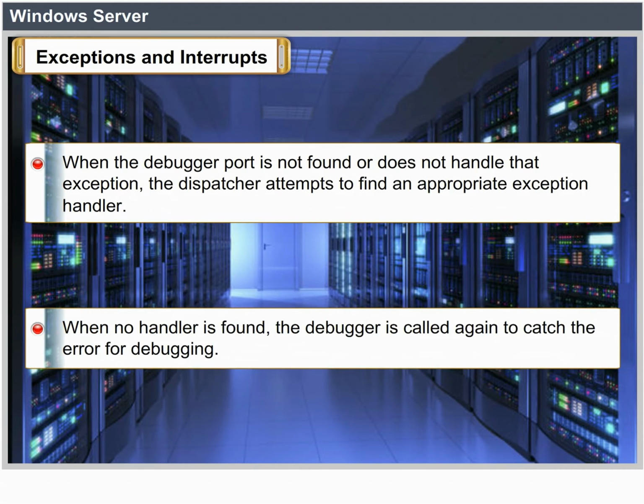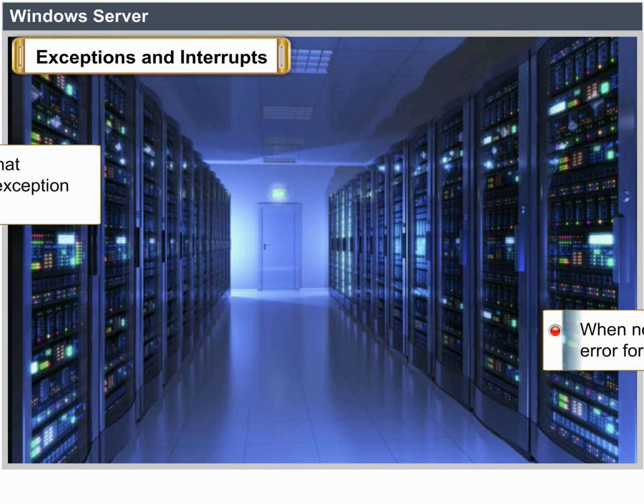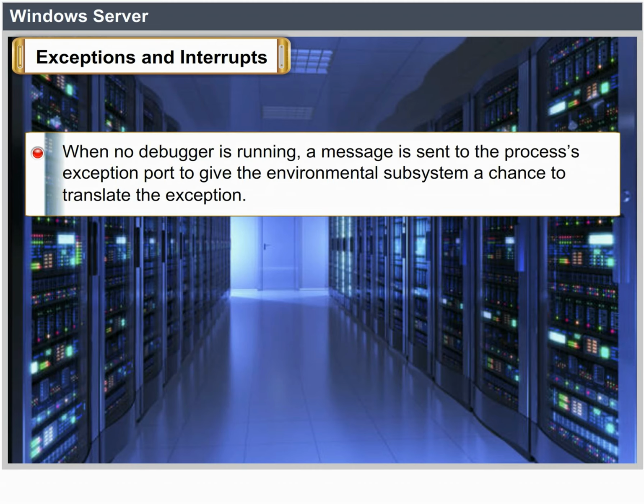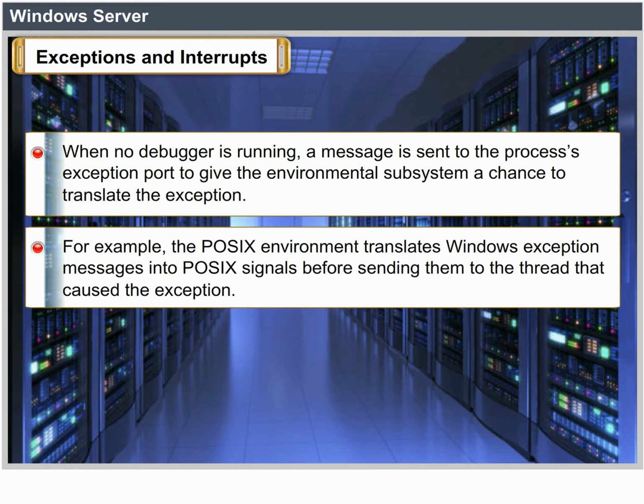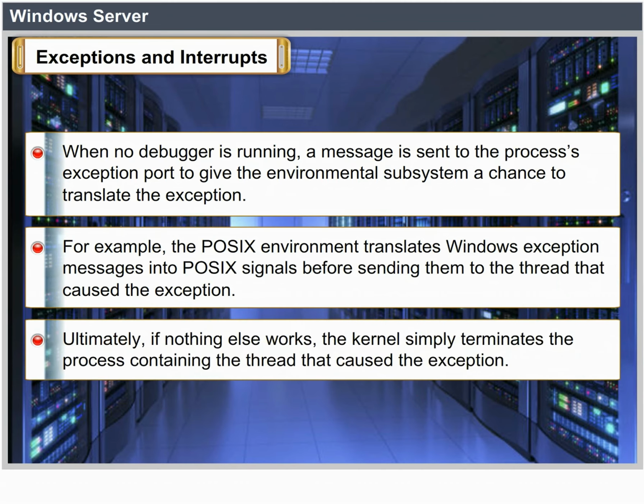If no debugger is running, a message is sent to the process's exception port to give the environmental subsystem a chance to translate the exception. For example, the POSIX environment translates Windows exception messages into POSIX signals before sending them to the thread that caused the exception. Finally, if nothing else works, the kernel simply terminates the process containing the thread that caused the exception.